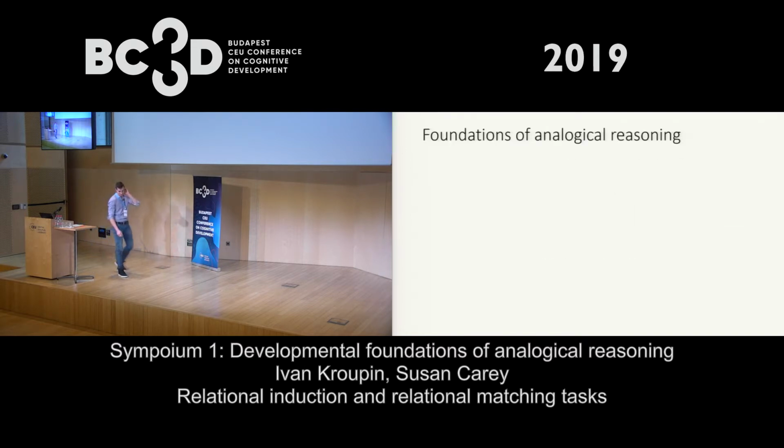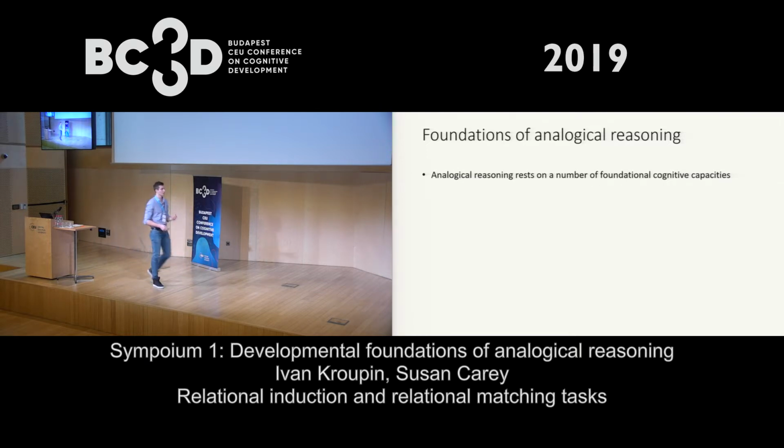So, in this symposium, we've been talking about the developmental foundations of analogical reasoning. And analogical reasoning as a capacity is undergirded by a number of foundational cognitive capacities. What I want to do in this presentation is explore what these foundational cognitive capacities are and propose a new foundation, well, a different foundational cognitive capacity, and specifically do all of this through the lens of relational match to sample, which Berkshire just did an excellent job of introducing as a task.